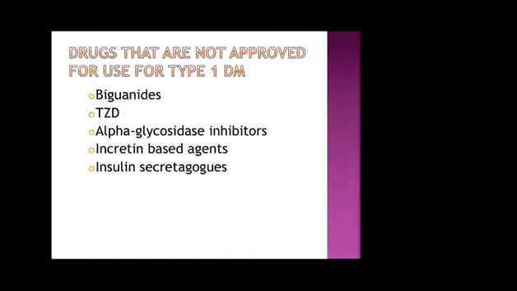Okay? There are also drugs that are not approved for use in type 1 DM patients. So Biguanides, Thiazolidinediones, Alpha-glucosidase inhibitors, Incretin mimetics, and insulin secretagogues are not allowed. That's why we mentioned that OHAs like these are for type 2. For type 1, the only one allowed is pramlintide. So overall, that's the end of drugs for diabetes mellitus. The ultimate goal is to lower the elevated blood glucose levels.